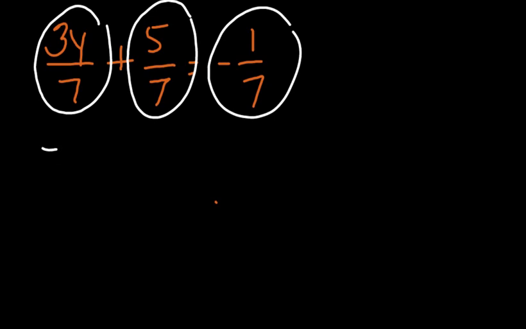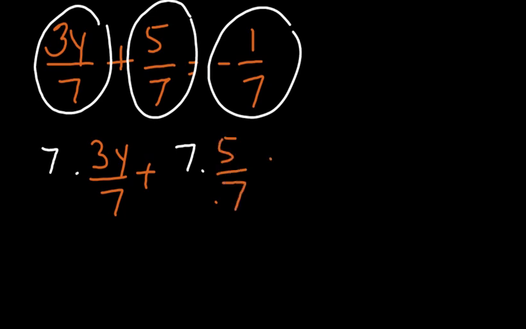We're going to go 7 times 3y over 7. And then we're going to say plus 7 times 5 over 7 equals 7 times -1/7.